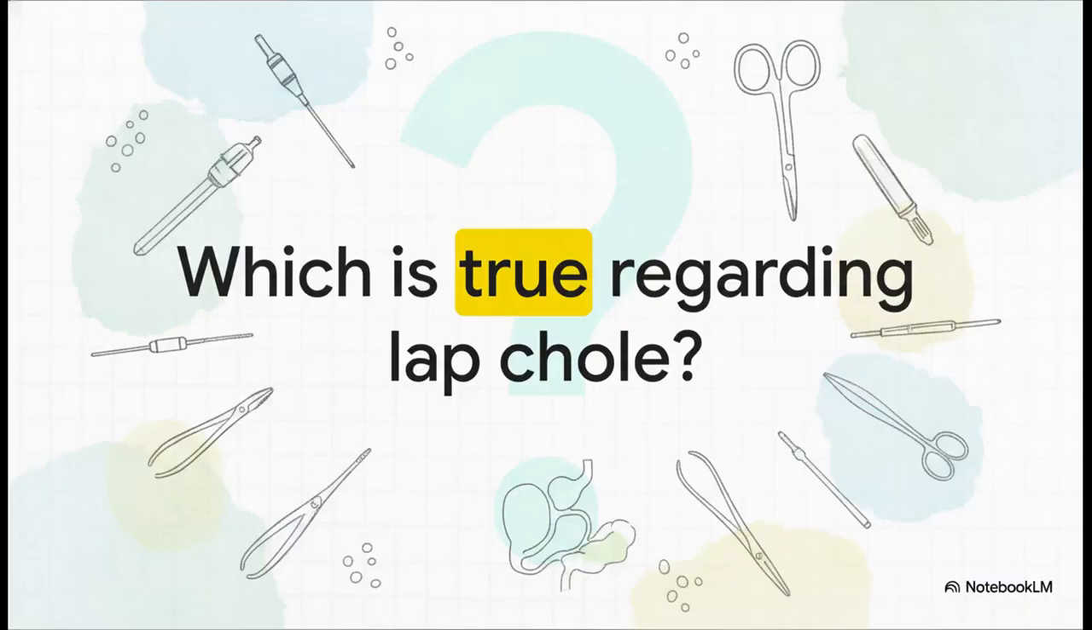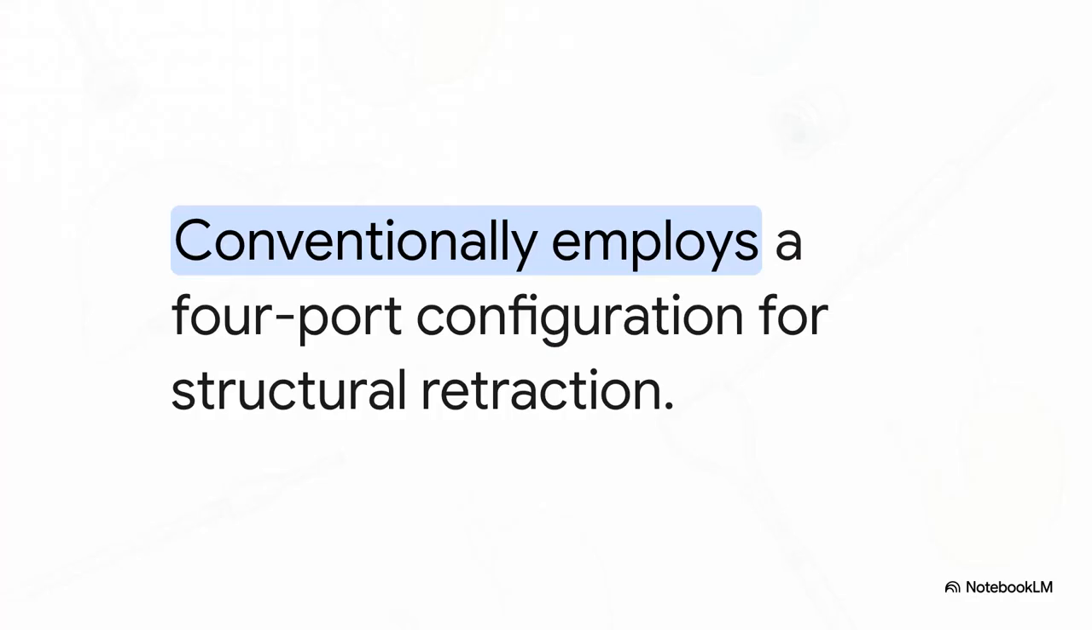Which of the following is true regarding laparoscopic cholecystectomy? A. Open Hasson technique is not recommended in elective procedures. B. Conventionally, 4-port laparoscopic cholecystectomy is performed. C. Supraumbilical incision is not performed. D. Veress needle is used in open technique. Or E. Bleeding disorder is not a contraindication. The correct answer is B.